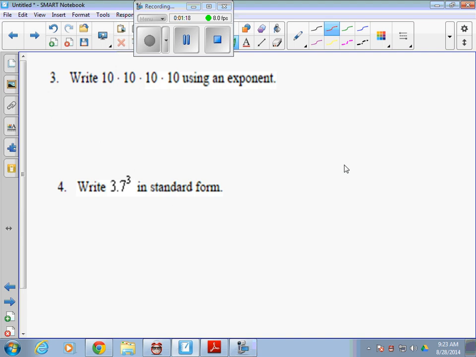Number 3 says write 10 times 10 times 10 times 10 using an exponent. So you're just writing it in exponential form. 10 times itself 4 times, or 10 to the 4th power.